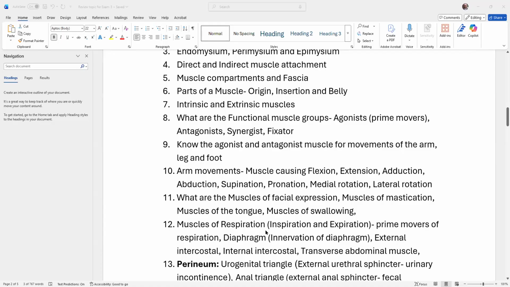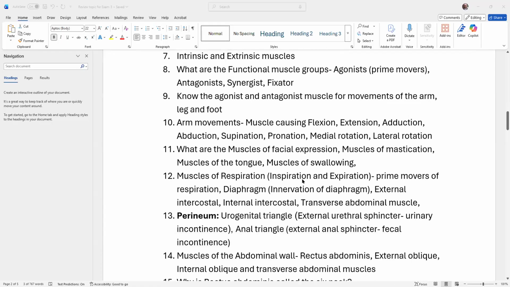You should know the muscles of respiration, muscles of inspiration, expiration. What are the prime movers for respiration? You should know the diaphragm. You must know the innervation of the diaphragm. Innervation means nerve supply, which is the phrenic nerve. The external and internal intercostal muscles, the transverse abdominal muscle. This is particularly important for the practical exam.